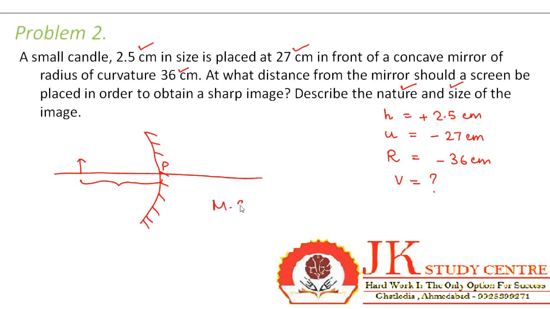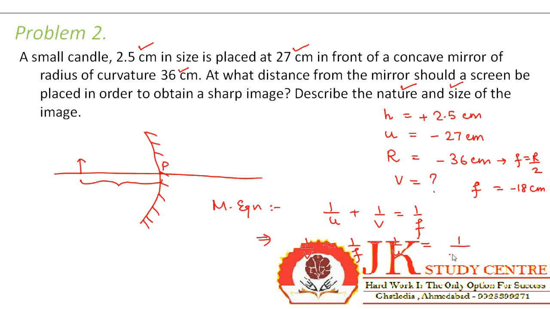Now using the mirror equation, we know that 1/u + 1/v = 1/f. Now how do we calculate f? f is nothing but r divided by 2. So from that we can say that f is minus 18 centimeters. So we will put that value in this expression. We get 1/v = 1/f - 1/u. So that is equal to 1/(-18) - 1/(-27). So from this we get v = -54 centimeters.